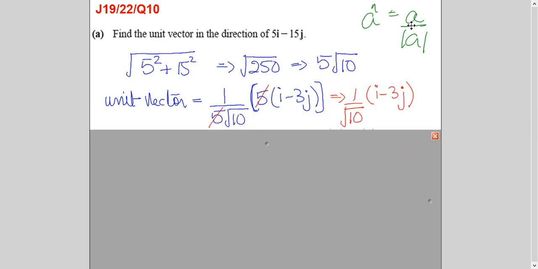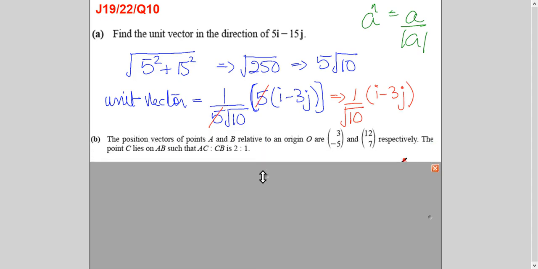And then I'm plugging in this formula. I've taken 5 common out from here, so it is i minus 3j. And this magnitude is 5 root 10, 5 will cancel out. So I'm left with this. This is my unit vector in the direction of 5i minus 15j.